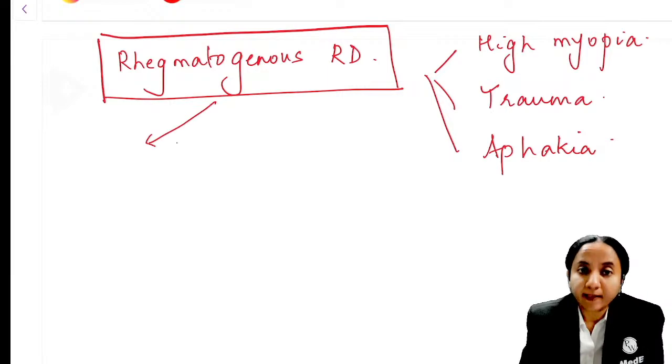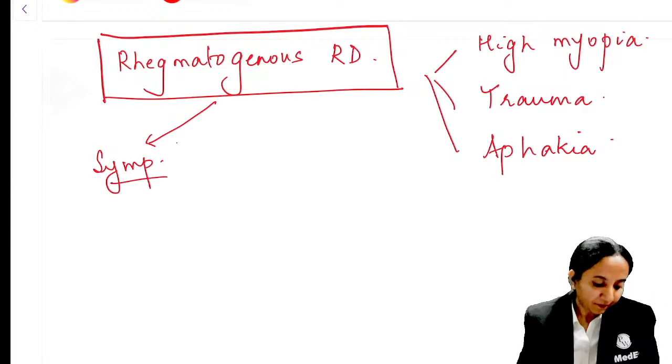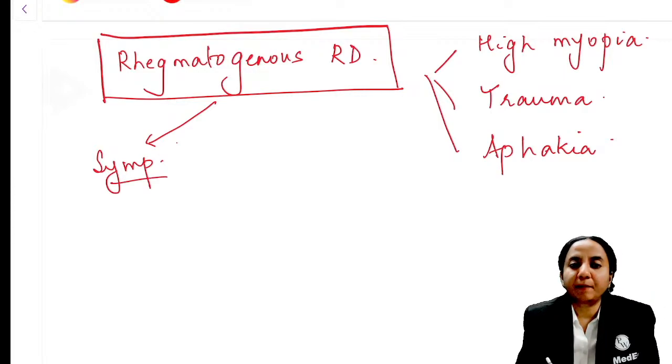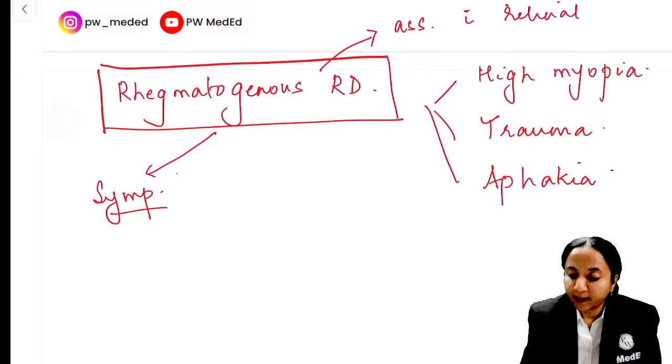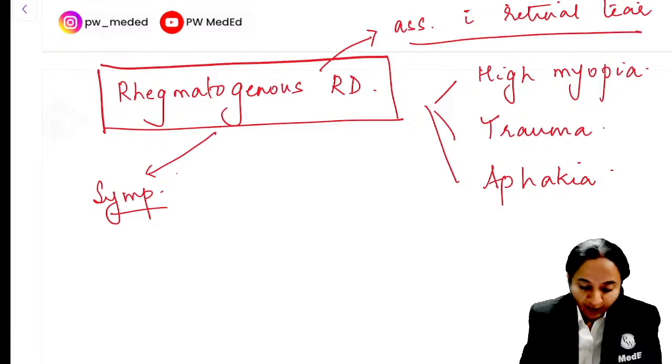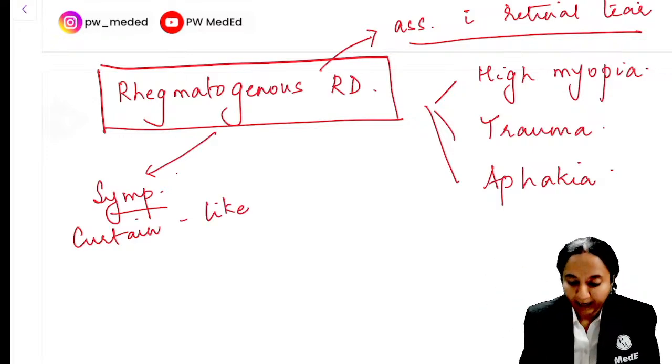And what is the typical symptom? Who is going to tell me what is the typical symptom? Regmatogenous RD means that it is associated with retinal tear, correct? And what is the typical symptom of regmatogenous RD? The typical symptom is curtain-like vision loss, or a curtain moving in front of the eyes. Vision loss which is described like a curtain.